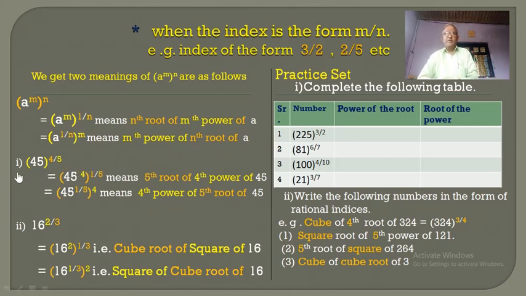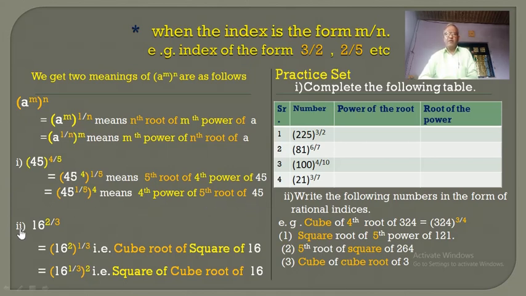Some examples here. First example, 45 raised to 4 upon 5. First meaning, (45 raised to 4) raised to 1 upon 5 means fifth root of fourth power of 45. Second meaning here, (45 raised to 1 upon 5) raised to 4 means fourth power of fifth root of 45.